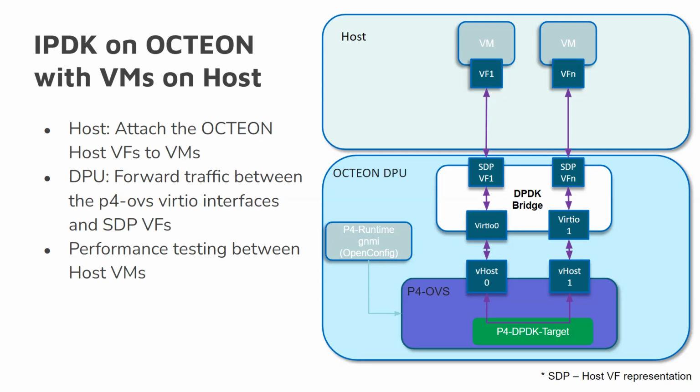So after connecting all the dots, we could now forward traffic between the virtual machines using the P4-OVS on the DPU side, and we could also do some performance measurements based on the P4 DPDK target, which is a software-based P4 target. Now we will see a short demo demonstrating that.